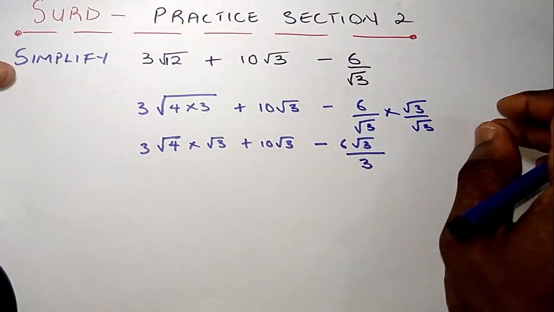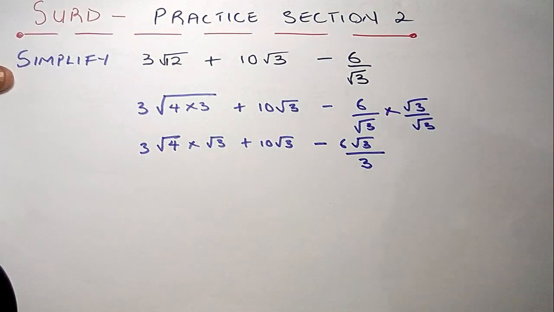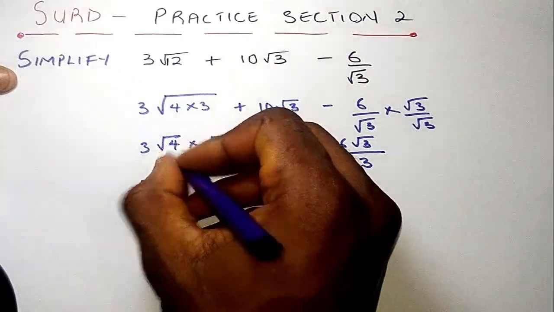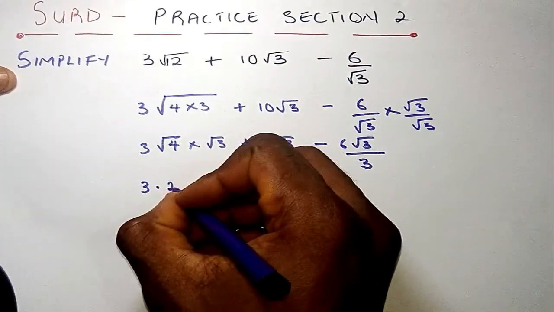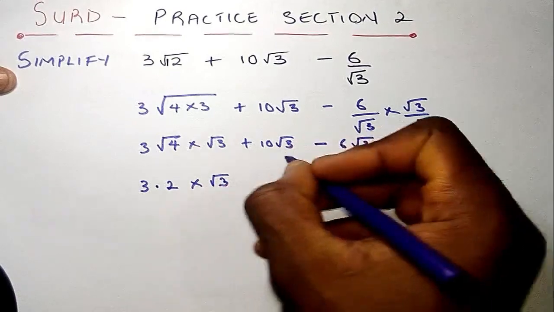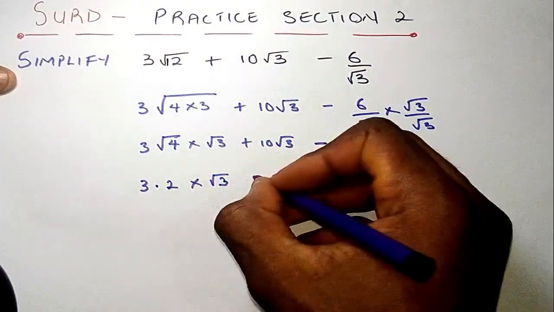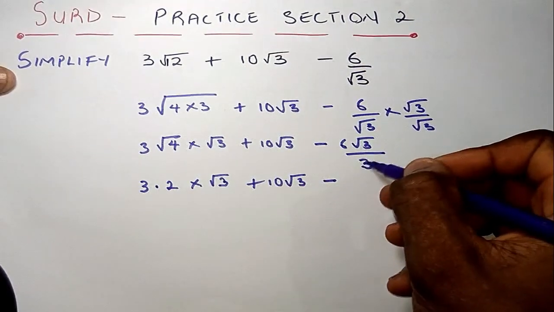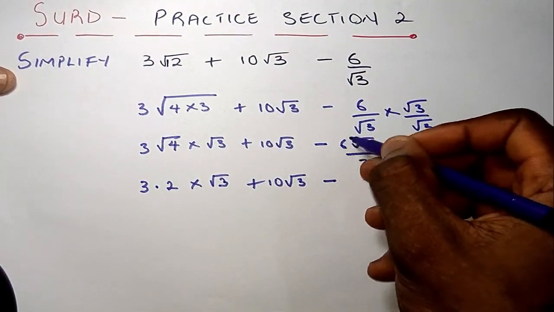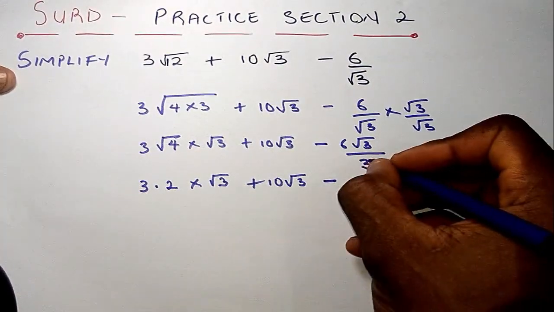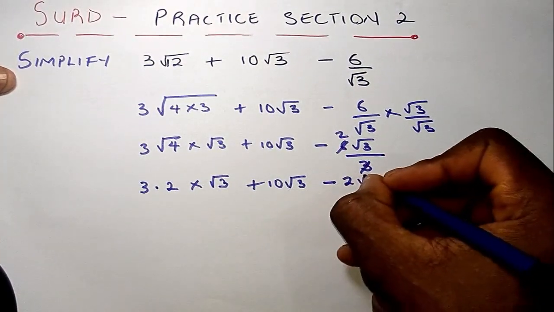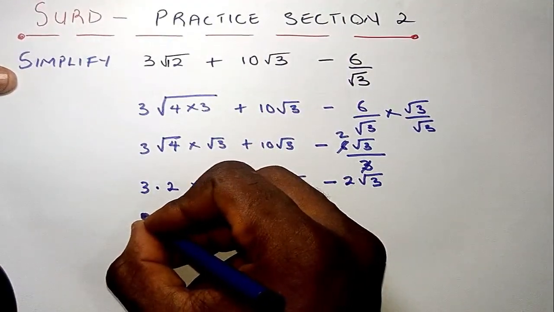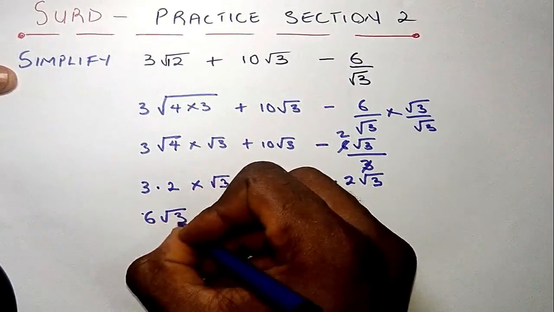So you understand that? We've covered that in our first video on Saturday. Okay. So this is going to give us 3. The root of 4 is 2. So we have 2 here times root 3. We cannot simplify root 3, so we just have 10 root 3 here. And this natural number and this natural number can cancel out. So this is going to give us 2. So we have 2 root 3 here. So this is a multiplication sign here. So we have 3 times 2, which is going to give us 6 root 3.